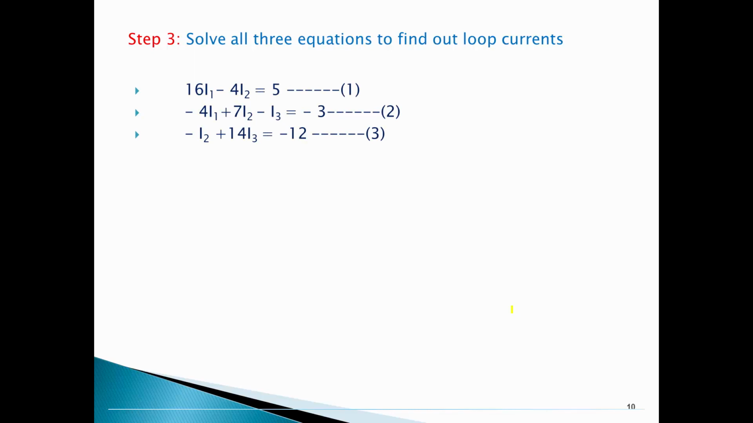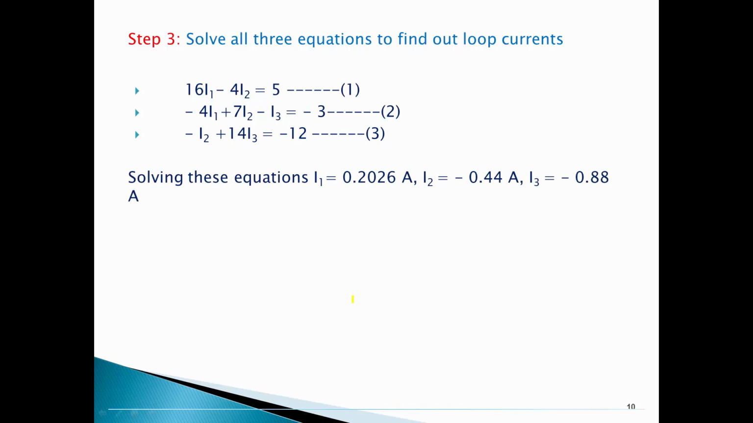These are the 3 equations we found, and finding the solution using a calculator, I make it I1 as 0.2026 amps, I2 as minus 0.44 amps and I3 as minus 0.88 amps. That means the second loop current and third loop current directions, whatever I assumed, are wrong. Actually I assumed clockwise, but in actual practice it is anti-clockwise. Then coming to step number 4, find the power consumed by the 8 ohm resistor.